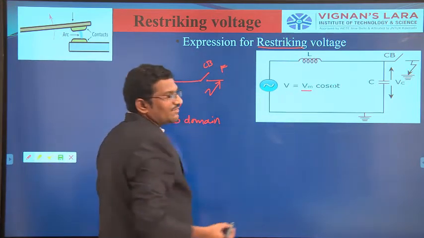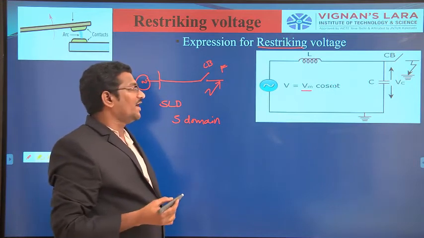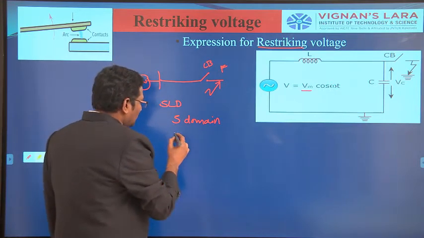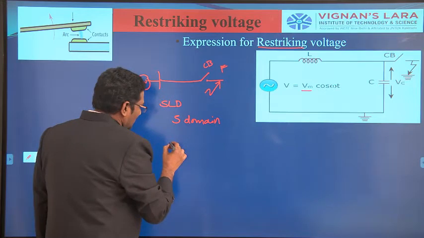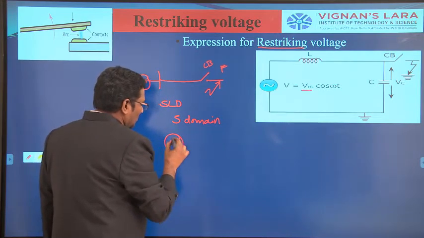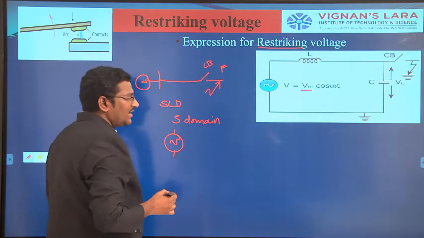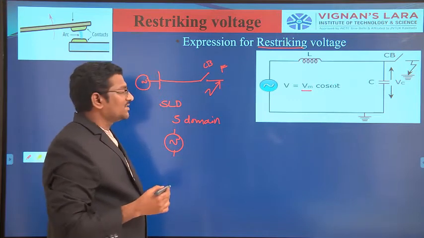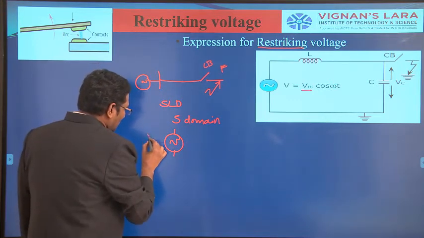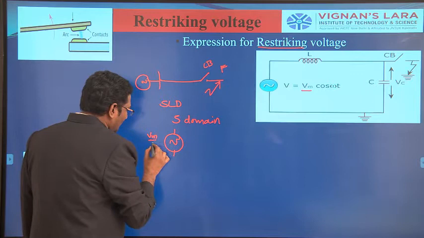V maximum is a fixed value. Let us show that V maximum is a fixed value. So now this is your voltage. If you take the Laplace transform of a constant, you are going to get 1 by S. So these are Vm by S.